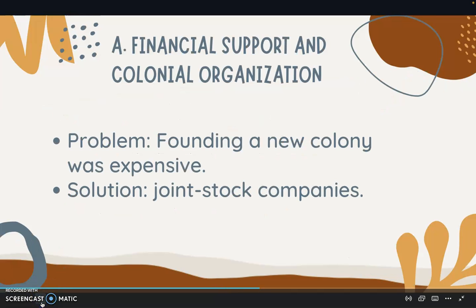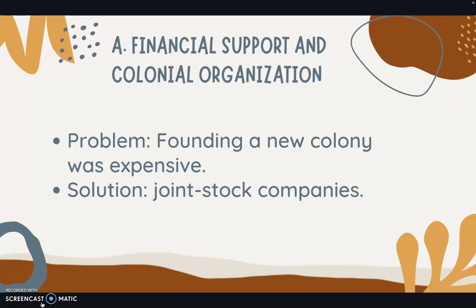So there were a lot of problems from the outset with settling the 13 colonies. One of the big problems was that founding a new colony was very expensive. So as you can imagine, you weren't just coming to a new town, like maybe perhaps you've moved before in your lifetime. It's not like when you move, you can go to Walmart once you get to your new town and stock your new fridge in your new house. It didn't work like that.